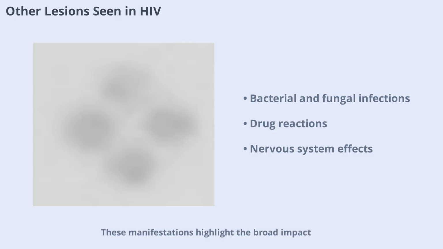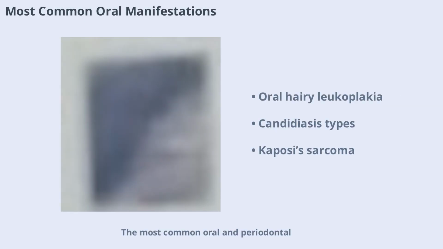These manifestations highlight the broad impact of HIV on oral and systemic health. The most common oral and periodontal manifestations of HIV include oral hairy leukoplakia, candidiasis, Kaposi's sarcoma, and bacillary angiomatosis. Oral hairy leukoplakia typically appears on the lateral borders of the tongue as keratotic, asymptomatic areas with vertical striations.